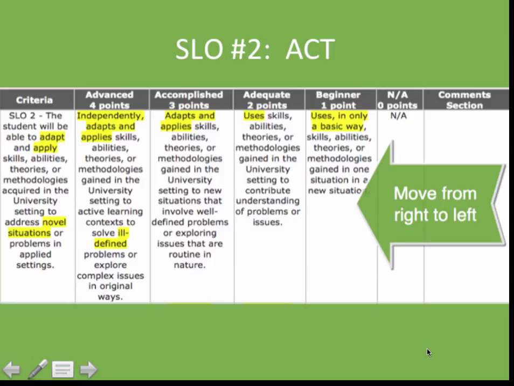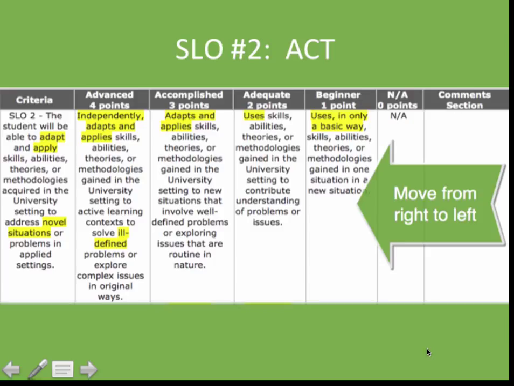And then SLO 2, more about action instead of thinking. 1 point, again, starts with just using in a very, very basic way. And then 2 points is using in a more typical way. 3 points is actually applying, but it's also adapting. And whenever you see "and," it's got to be both. So adapting and applying. If they apply, but they don't adapt, that's still just 2 points, not 3 points. It's got to be both.